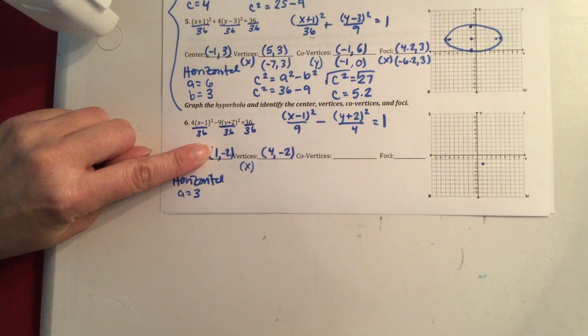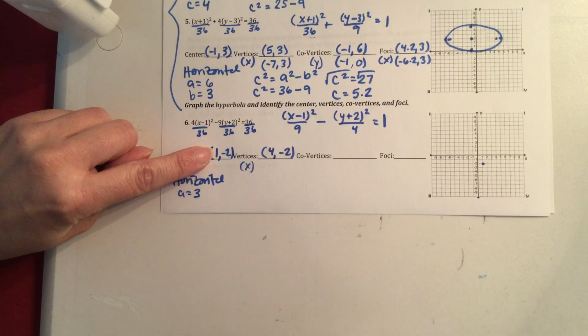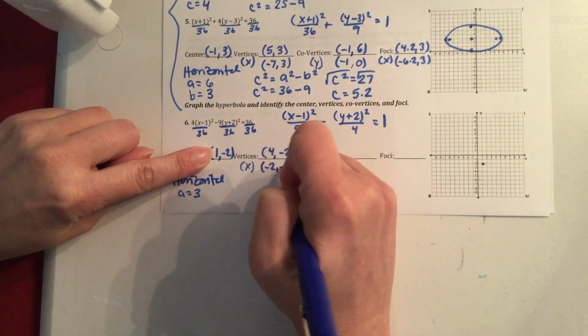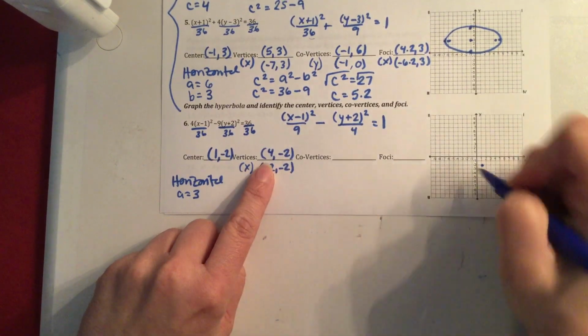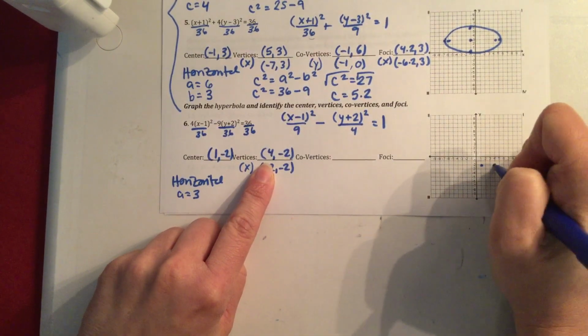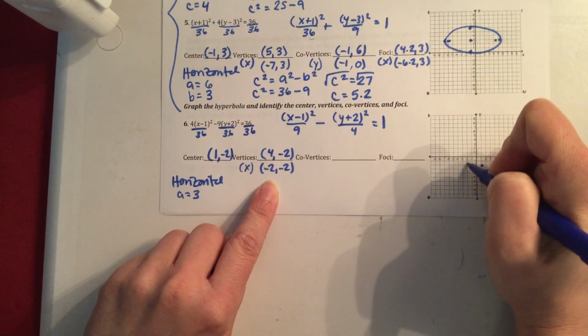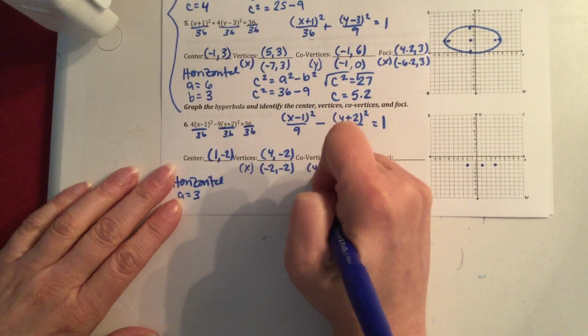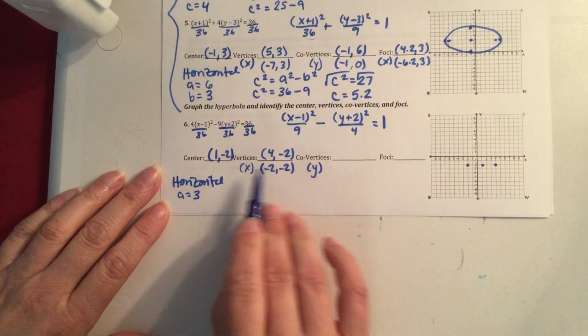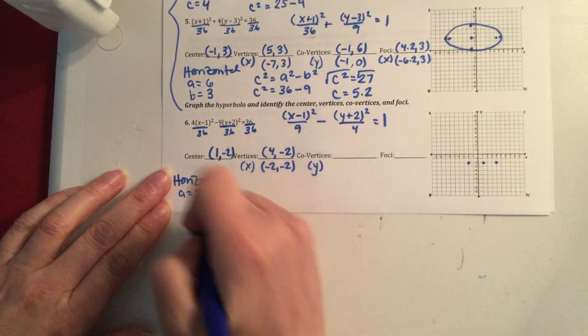If I take the x value, 1 minus 3, it's -2. And again, we're keeping the y the same. We're only changing the x. So I go to the right 4, down 2. I go to the left 2, down 2. Now your co-vertices, because I changed x for the vertices, you're changing y for the co-vertices.